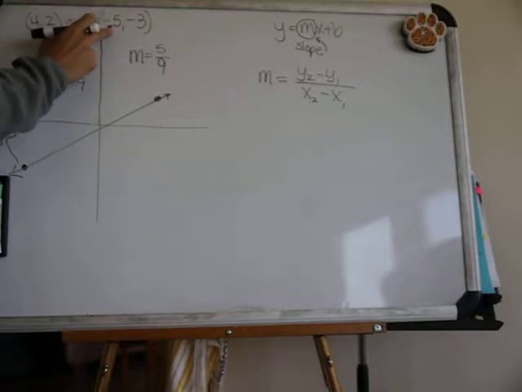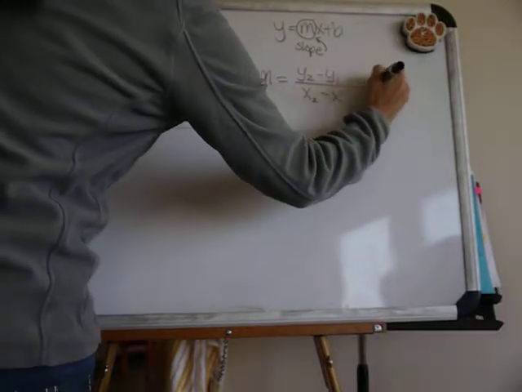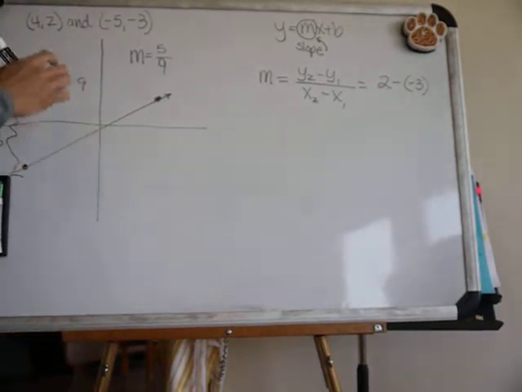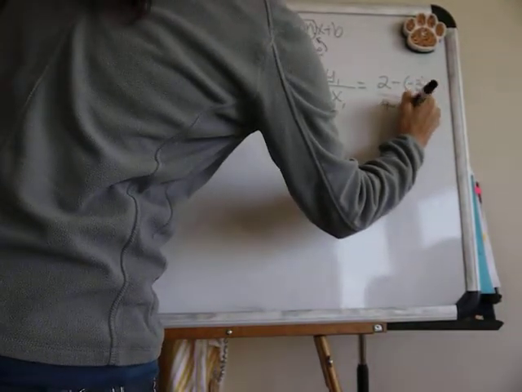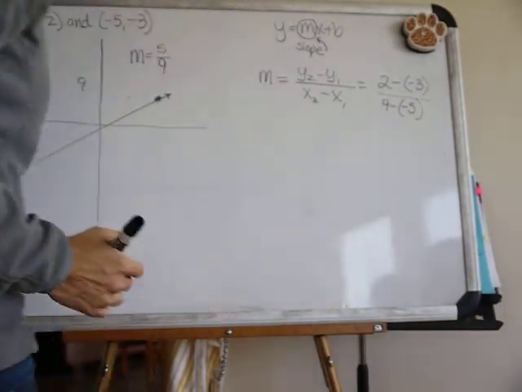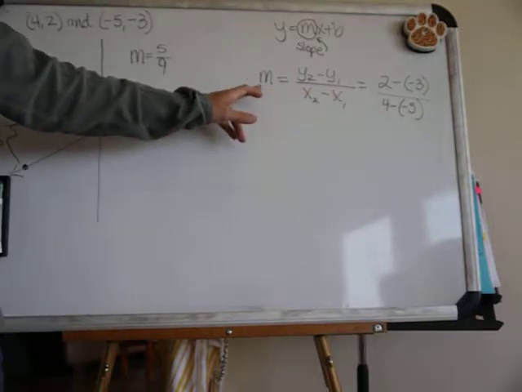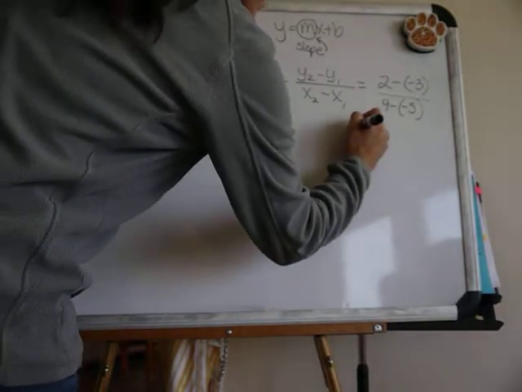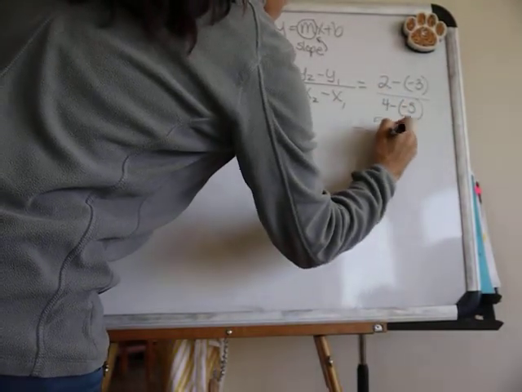So it's the change in y: 2 minus 3, and 4 minus 5. And then simplify that. What are we hoping this turns out to be? We're hoping it becomes 5/9, right? So it should be. It is. 2 minus 3 is the same as 2 plus 3.